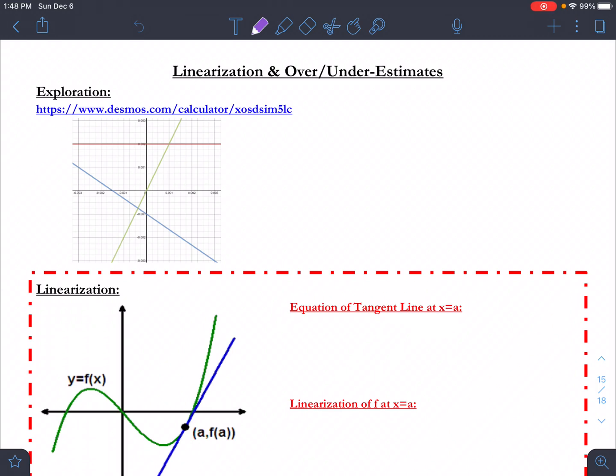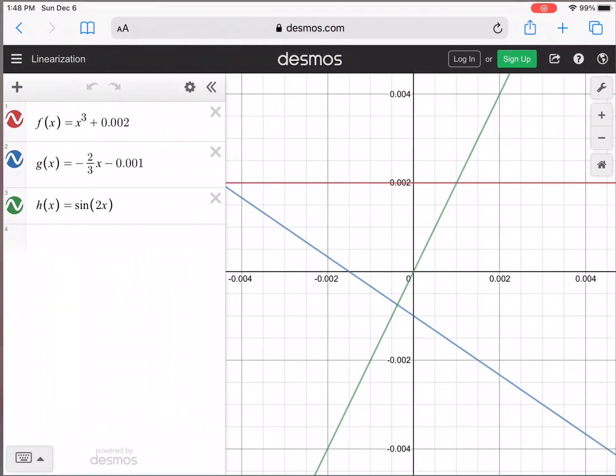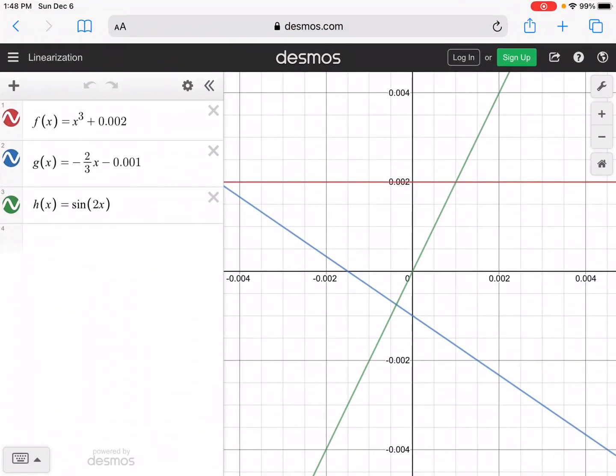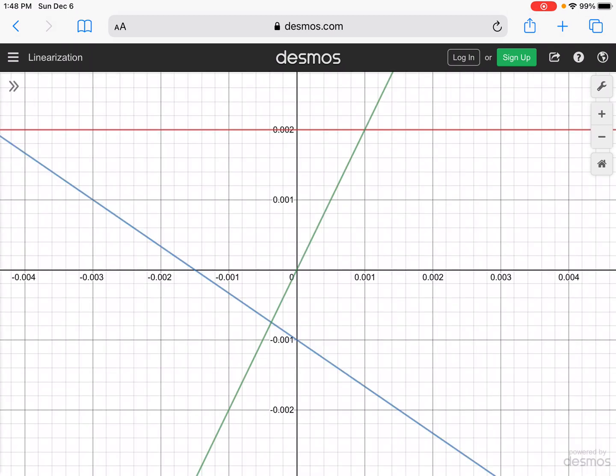Hi everyone, so today we're going to work on linearization and over and under estimates. The first thing we're going to do is look at a Desmos graph. If you could follow the link there, it brings us to something that looks like this. First thing you want to notice is, looking at these three things graphed, not even looking at the functions, they kind of all look like lines.